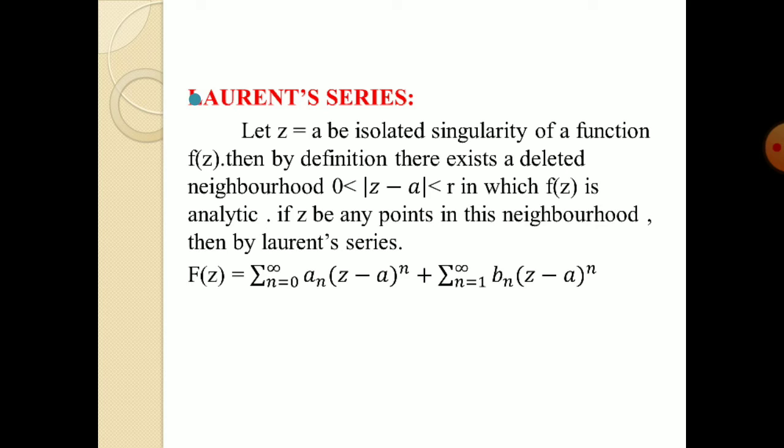If z is any point in this neighborhood, then by Laurent series, f of z equals summation n varies from 0 to infinity a_n into (z minus a) whole power n, plus summation n varies from 1 to infinity b_n into (z minus a) whole power minus n. Here the second part is the principal part of the given function f of z, that is, we want to have b_n value 0.